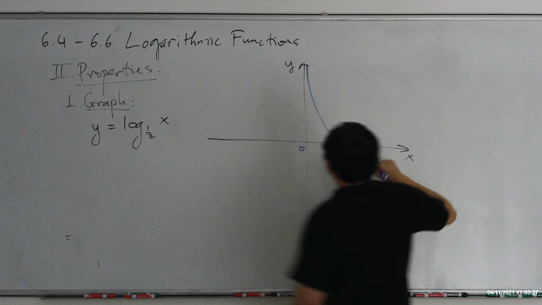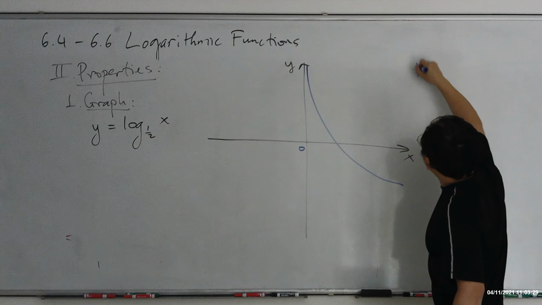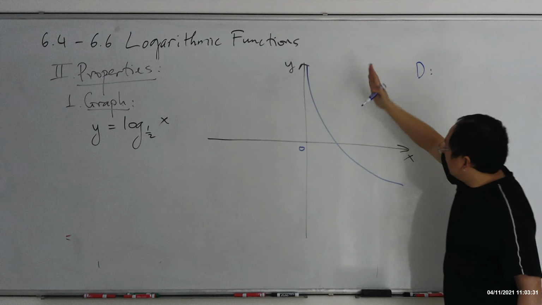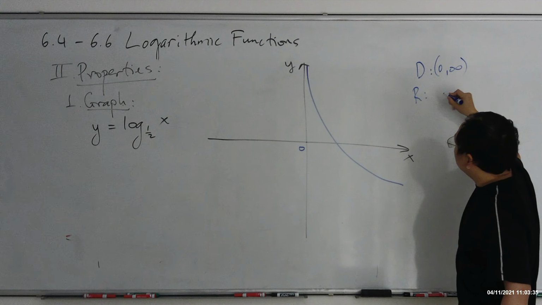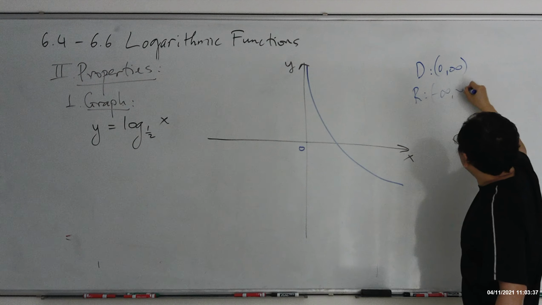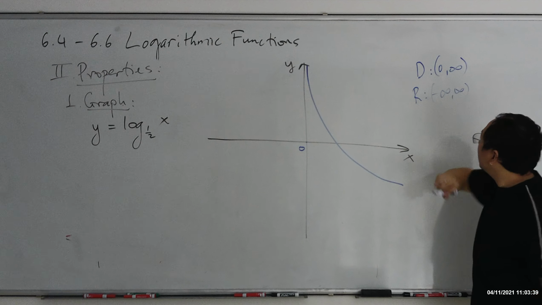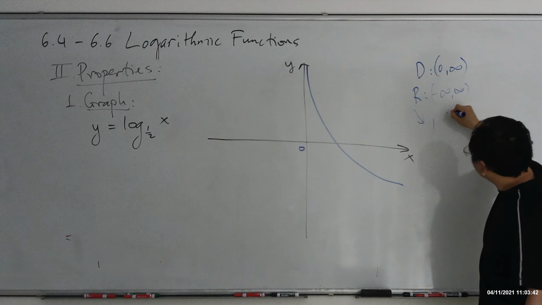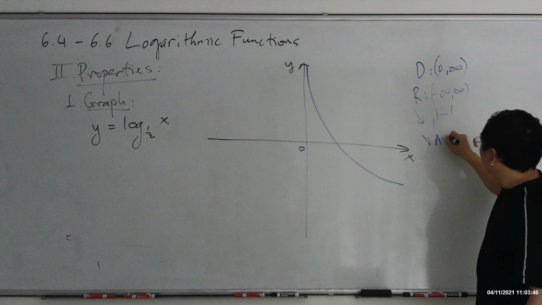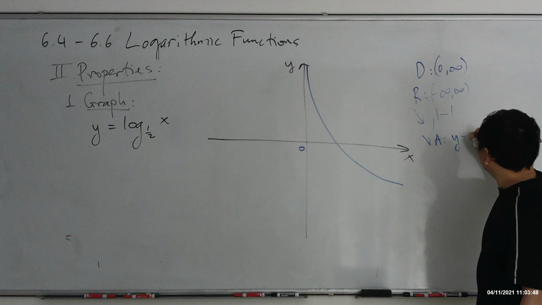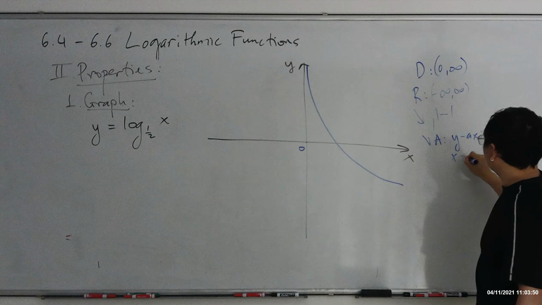For this one, the domain is from 0 to infinity. The range is negative infinity to positive infinity. Now the graph is not increasing anymore, it's decreasing, still one-to-one. Still has a vertical asymptote at the y-axis, which is x equals 0.